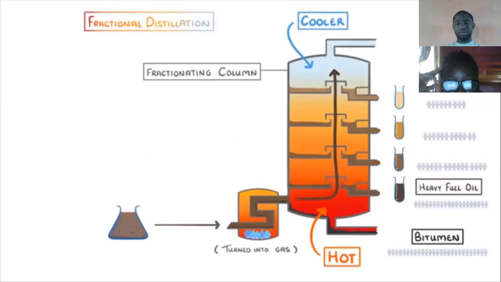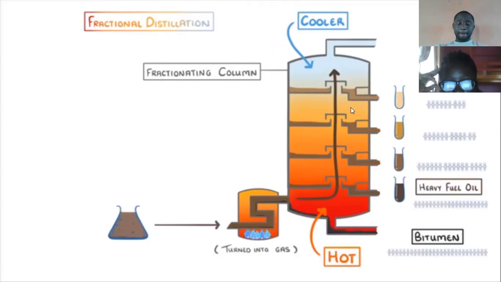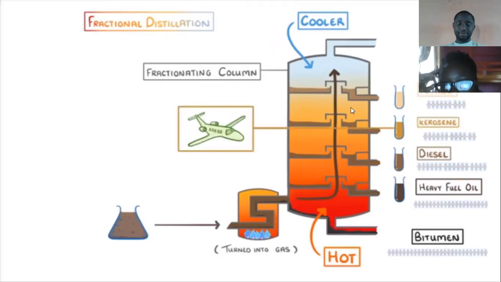The shorter chain hydrocarbons, though, have much lower boiling points, so they'll stay as a gas for much longer as they rise up the column until they finally reach a cool enough temperature that they condense into a liquid. This gives us fuels like diesel and petrol, which we use in cars and other road vehicles, and kerosene, which is used in jet engines.